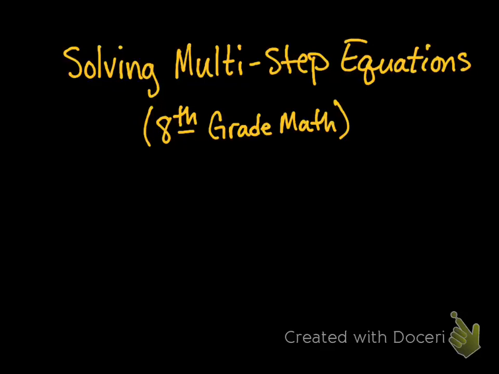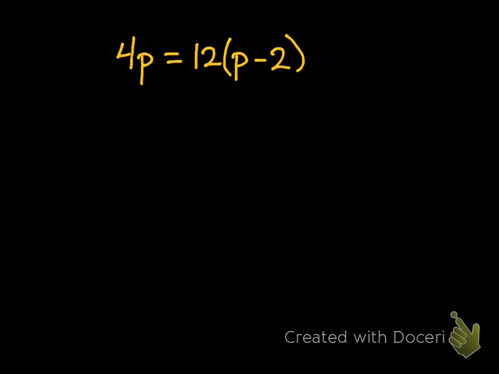In this video, we are going to be solving multi-step equations. This is something that we have started in 8th grade math. Our first equation is 4p equals 12 times the quantity of p minus 2.